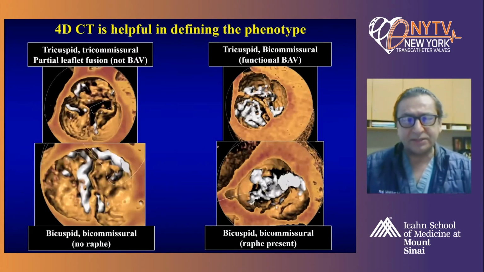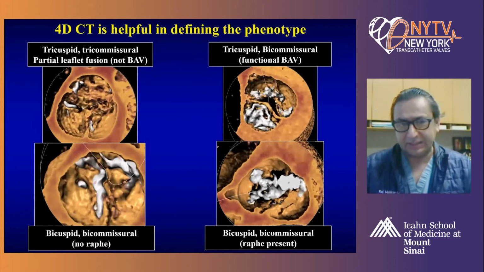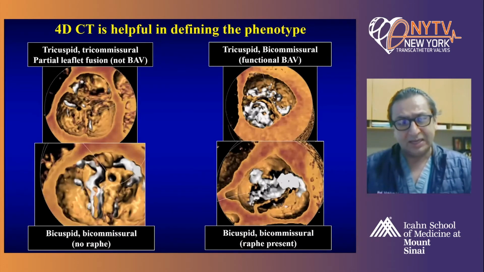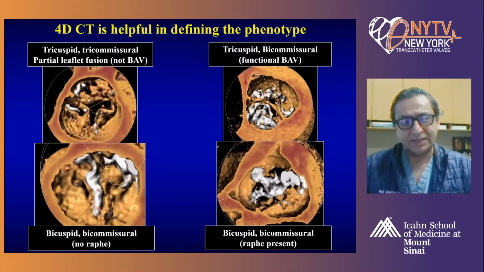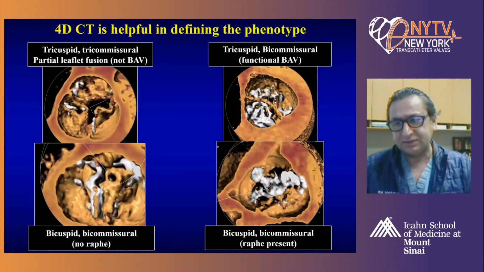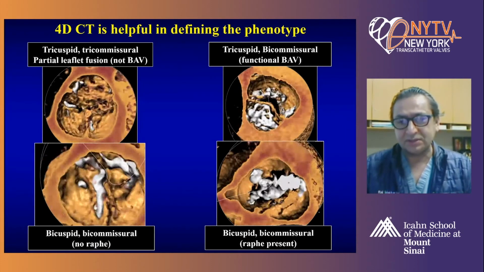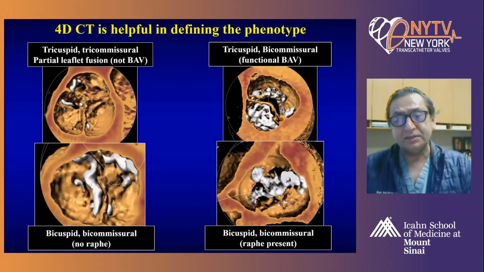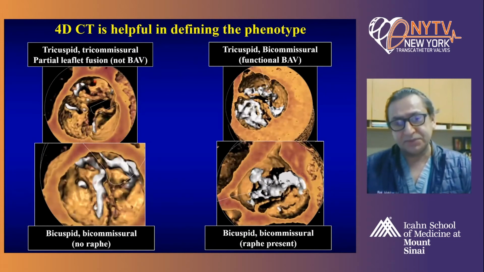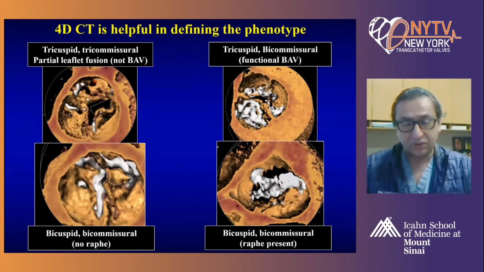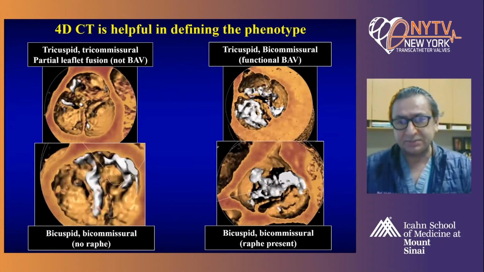In terms of bicuspid morphology, 4DCT is an excellent tool for phenotyping. As you can see in this particular slide, these are all different bicuspid aortic valves, but they have different implications in terms of planning the procedure, or in choosing whether you would send this particular patient for surgery or for transcatheter aortic valve replacement.